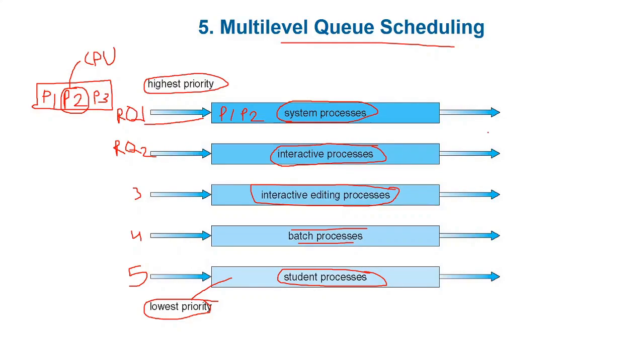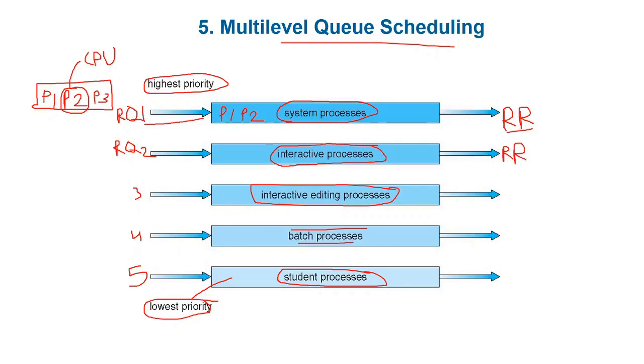Now how does the execution of these processes happen? The execution of these processes happens using different scheduling algorithms. At each level, different scheduling algorithms can be applied. For the system level, all system level processes can be executed using round robin scheduling.